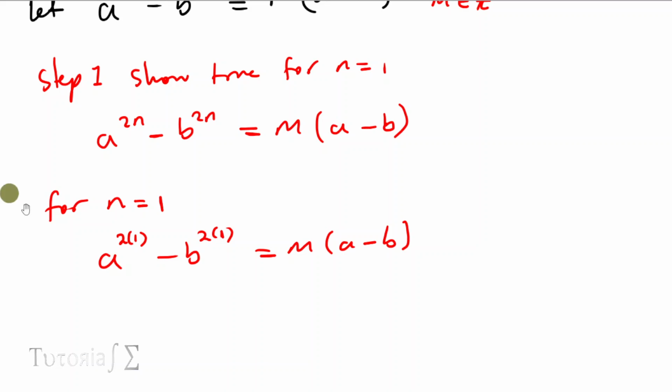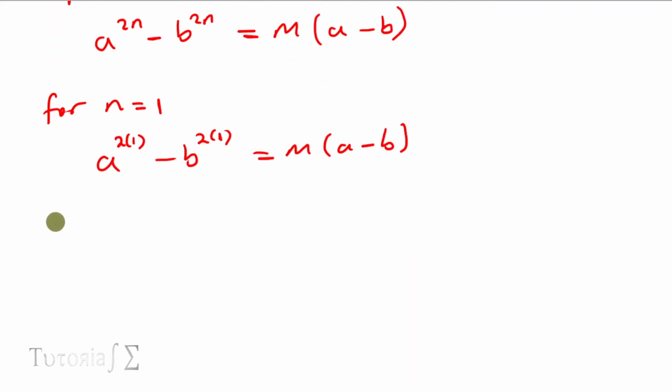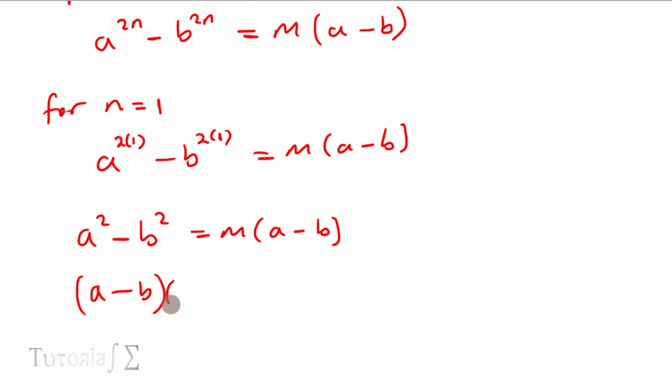Now we see that on the left hand side, this is the same thing as a to the power 2 minus b to the power 2 equals m(a minus b). Okay, now this here, you know it from somewhere. This is the difference of 2 squares, which can be written as (a minus b) times (a plus b). So this will be equal to m(a minus b).